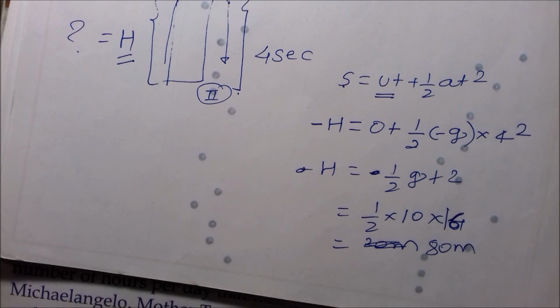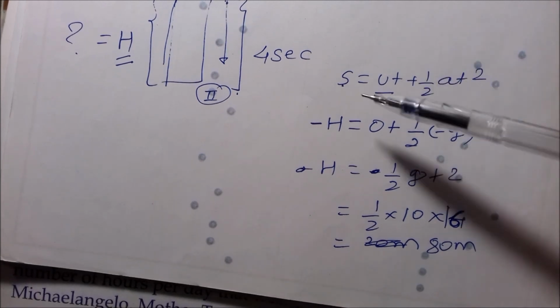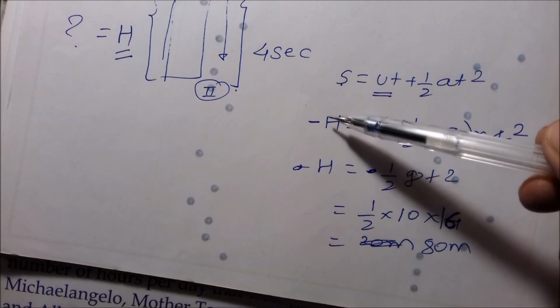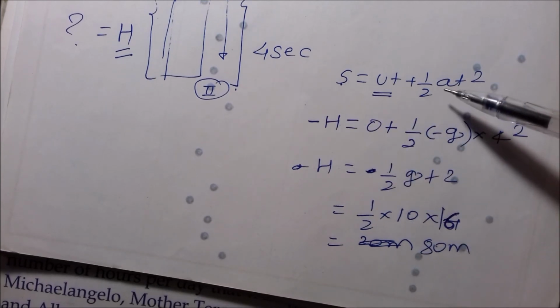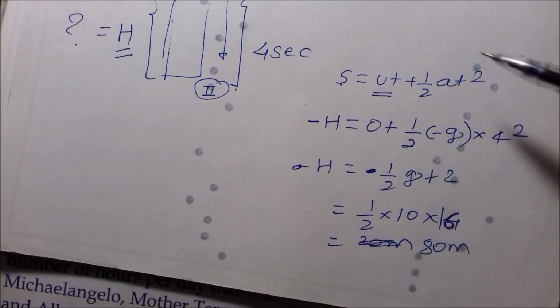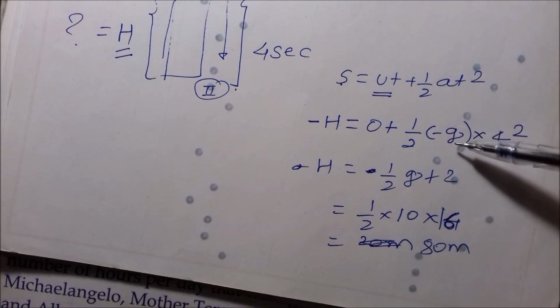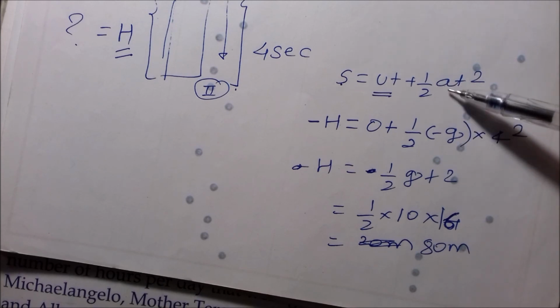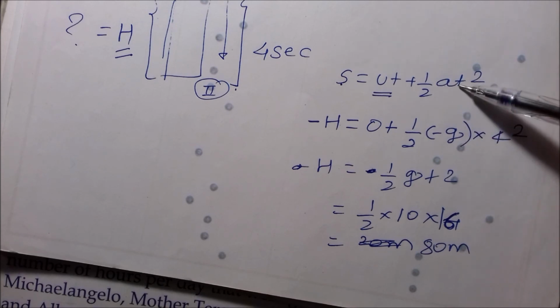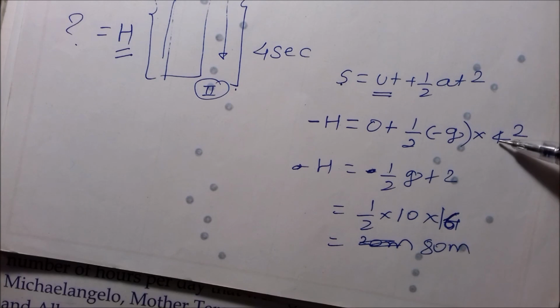So what are the important points? While substituting, we substituted h as minus because displacement is in the downward direction, and while substituting acceleration, we put acceleration as minus g because acceleration is also in the downward direction. But time has no sign, therefore it is as it is, 4 seconds, therefore t is equal to 4.